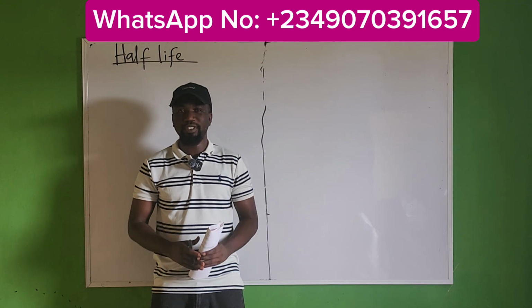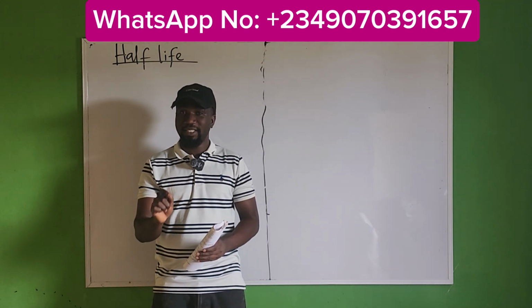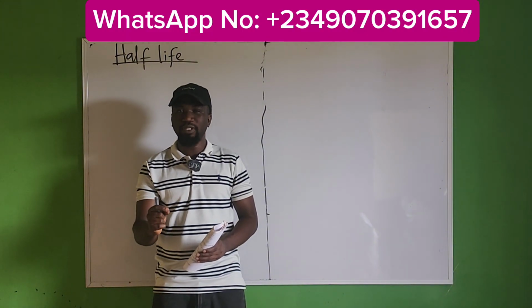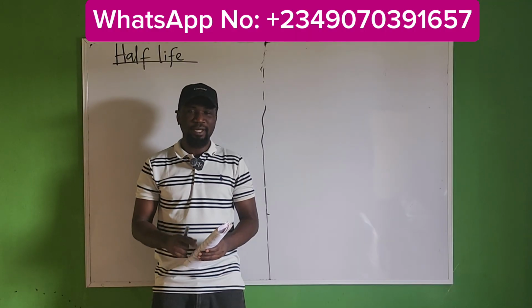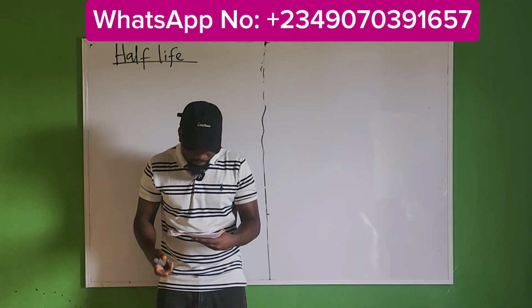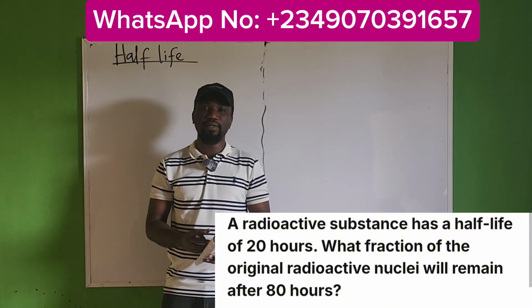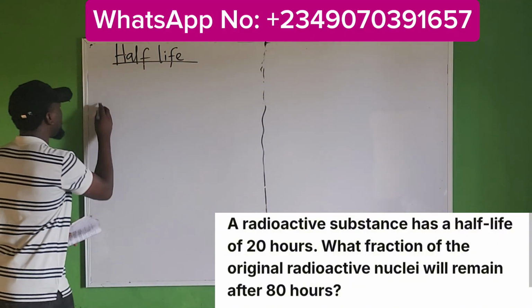So now that we've known the definition, let's try to deal with some examples. For these examples, I'm going to be teaching you the simple method you need to know in answering questions pertaining to half-life. The first question says that a radioactive substance has a half-life of 20 hours. So the radioactive substance is not known. Let's make it A.